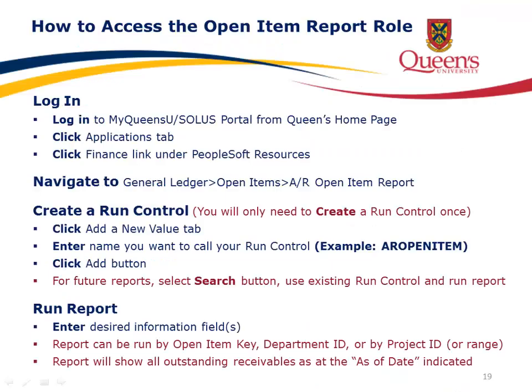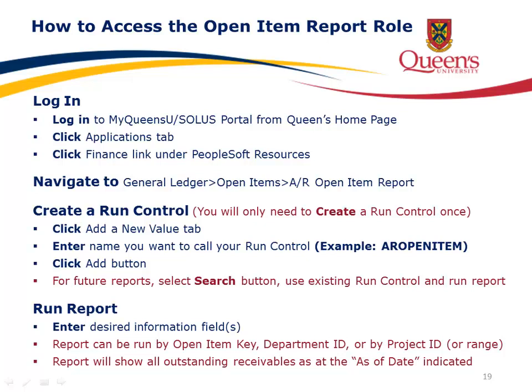Now that you have issued an invoice and processed the related journal entry, you will track the outstanding invoice payments by running the Open Item Report in the PeopleSoft Finance system. To do this, you will log into My Queen's U Solus portal from the Queen's homepage. Click on the Applications tab. Click the Finance link under the PeopleSoft Resources. Navigate to General Ledger, Open Items, AR Open Item Report.